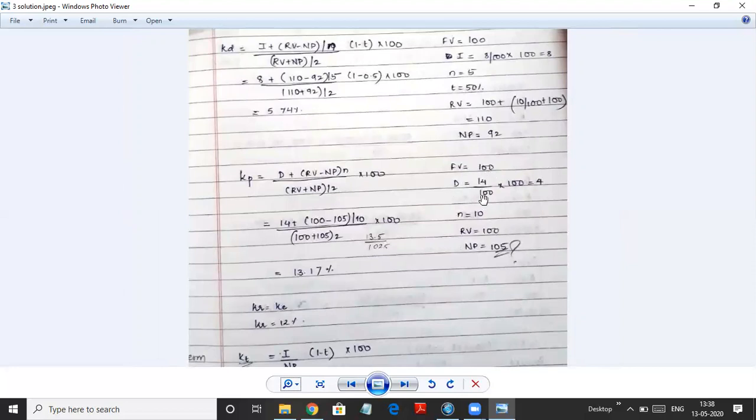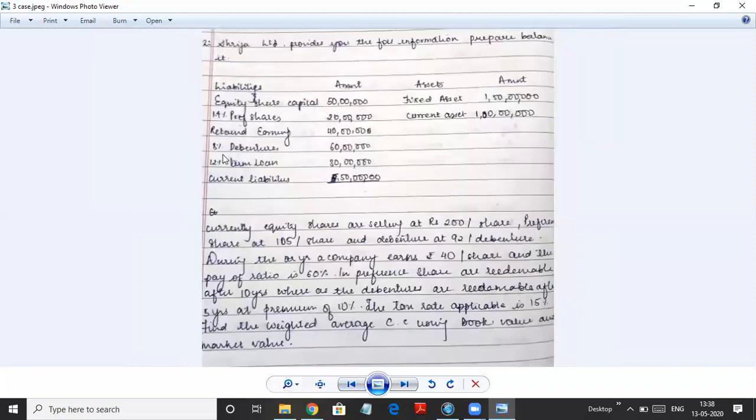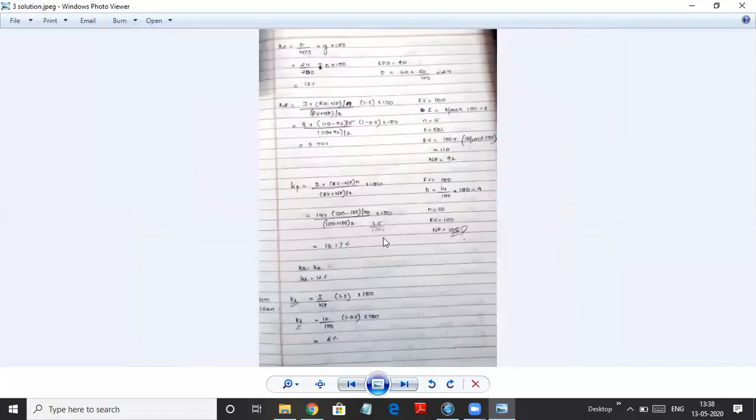Assume face value 100, 14% preference shares is given in the balance sheet. See here, 14% preference shares, so we take 14%. Here debentures were 8%, so we took 8%. And then preference shares are selling at 105, so this will be the net proceeds.